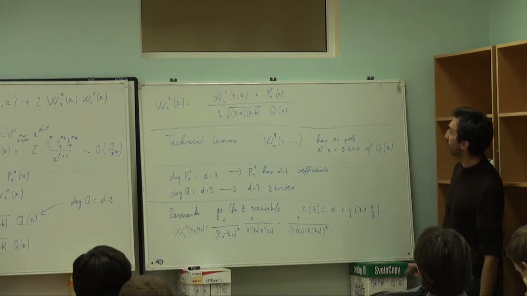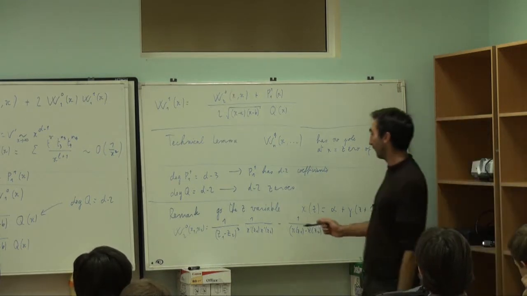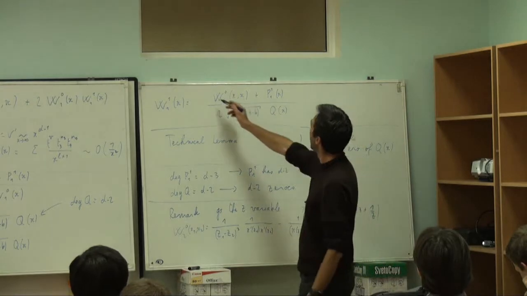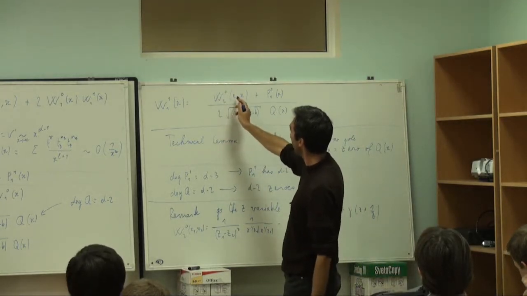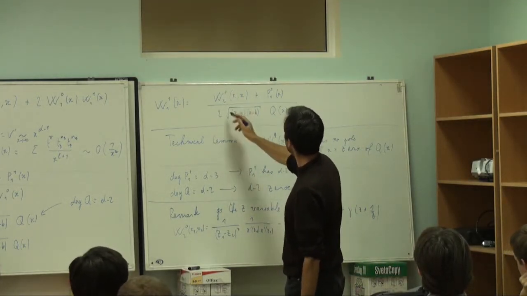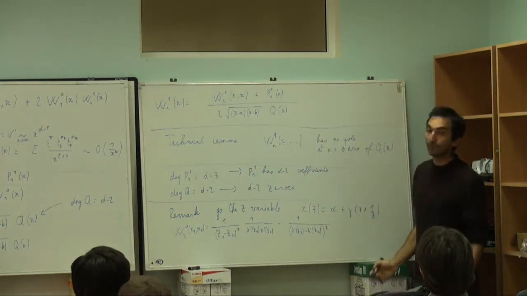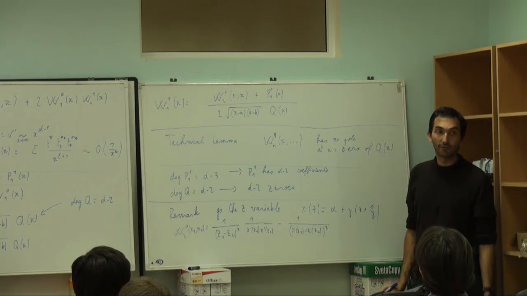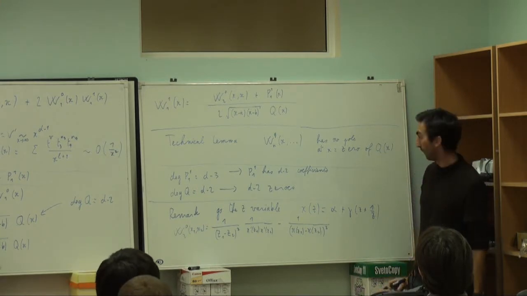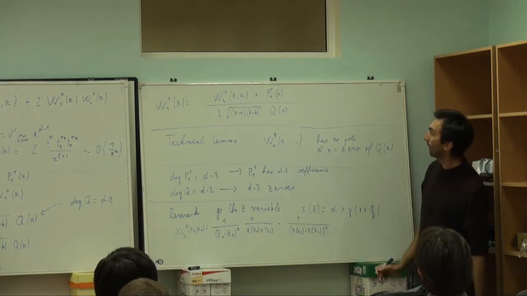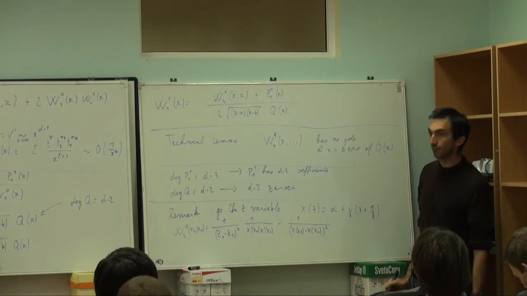Basically, when you go to the z variable, this term is a rational function of z. This term is a rational function of z. This term is a rational function of z. And since P11 is a polynomial, it is necessarily a rational function of z as well. So in this z variable, W11 is a rational function of z.